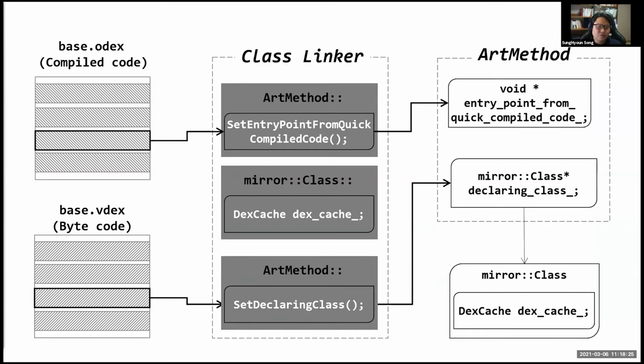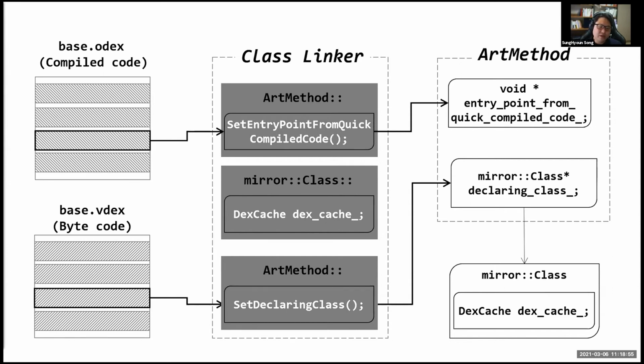If so, let's take a look at how bytecode and AOT code are loaded into memory by ART. Each code is linked to an ART method object through the class linker. The ART method object is an instantiated object in the form of a C++ class to execute each method within the Java class on ART.